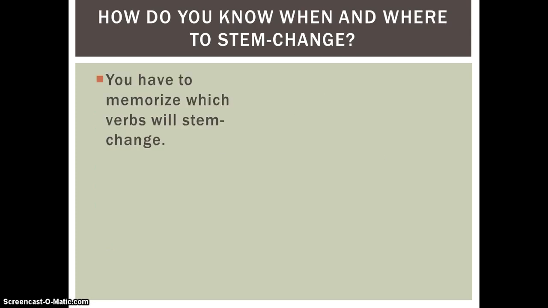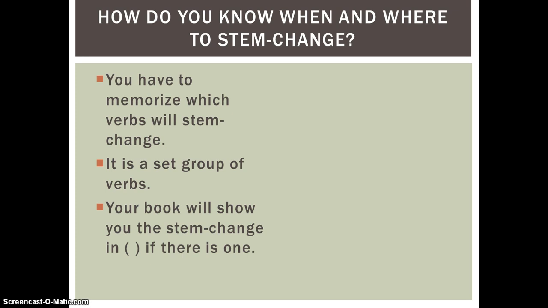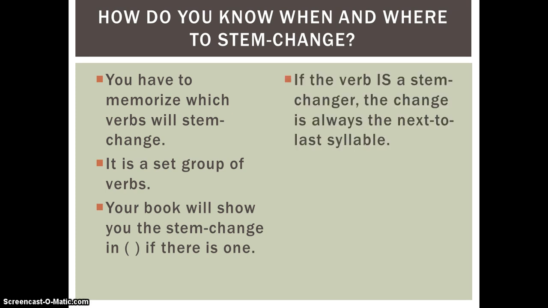So how do you know when and where to stem change? We've talked about this, but you have to memorize which verbs will stem change. And it is a set group of verbs. It's not haphazard, it's predetermined, and your textbook will give you the parentheses symbol to let you know when there is a stem change in the present tense.